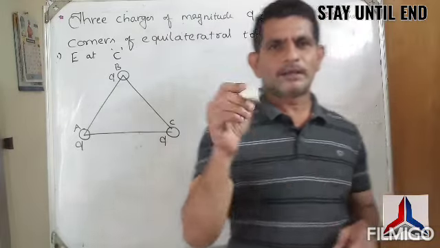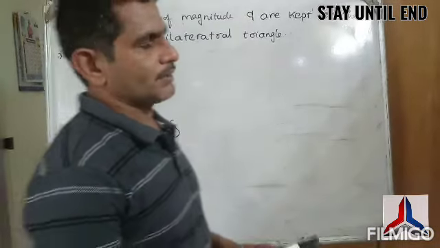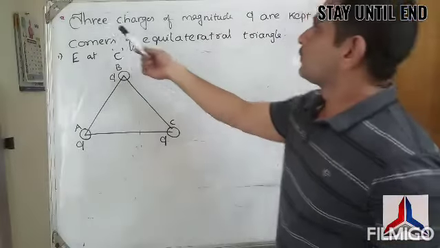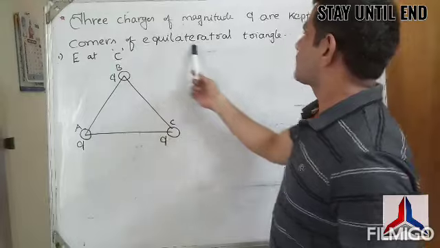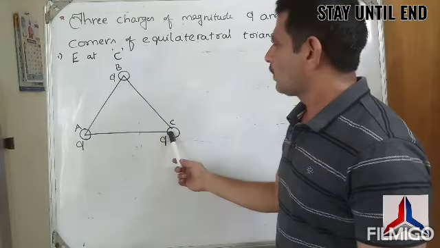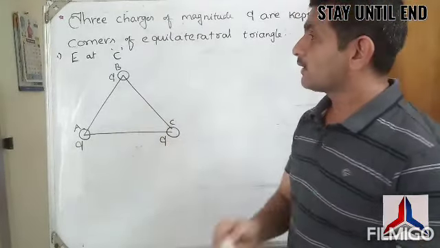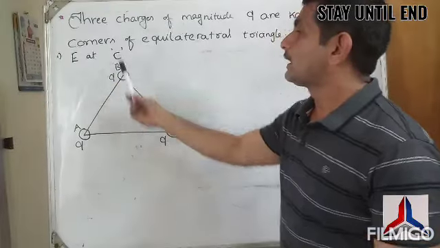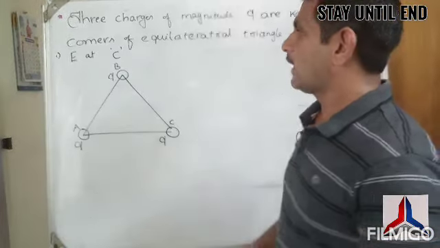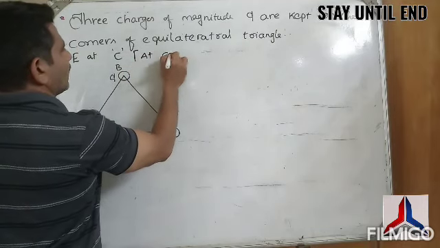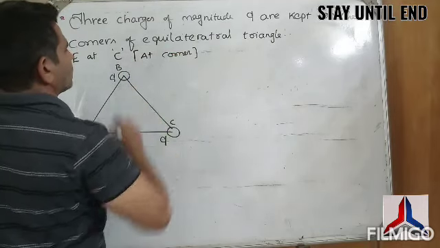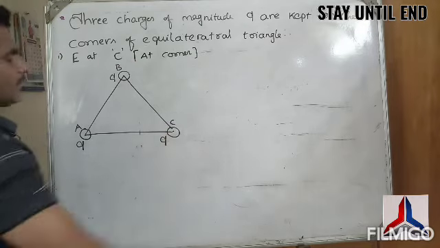So suppose for example, in the given example, look at here the question. What is the given question? 3 charges of magnitude q are kept on the corners of an equilateral triangle. Okay, but the question is find the electric field intensity at C, means at one corner. So you are finding the electric field intensity here.